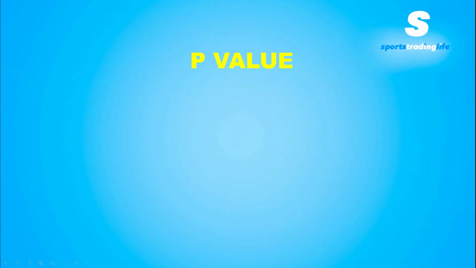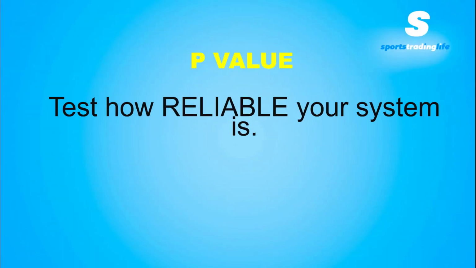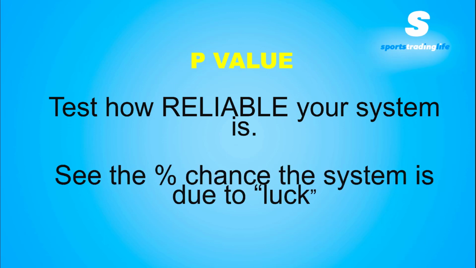Let's go. So the first feature to look at is the p-value, and the p-value is a test of how reliable your system is. So you've built your system, you can see that it's been profitable for the past 10 years, but was there a chance that this profitability was down to luck? And the p-value is going to tell you that. And the idea with the p-value is we want to get that number as close to 1% as possible with your system. If it is a 1% or even 0%, that's basically telling us it's a 1% chance that this system is down to luck.